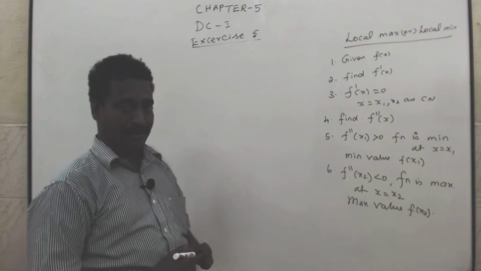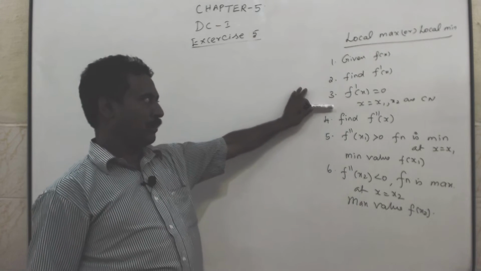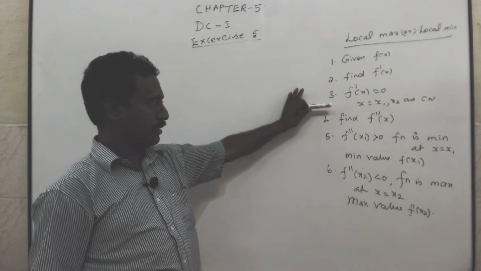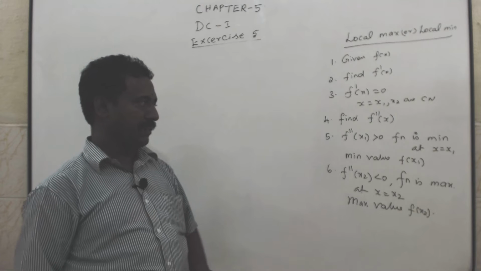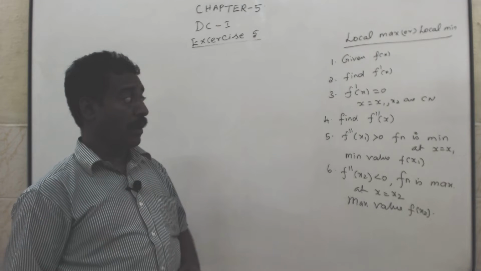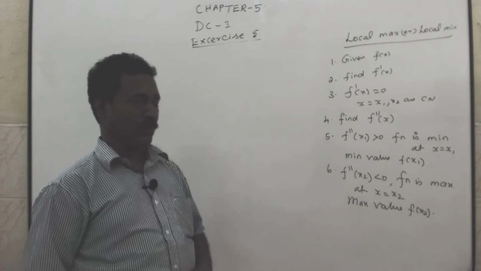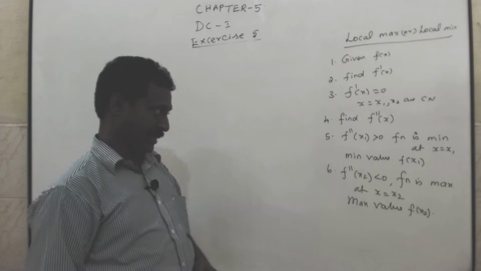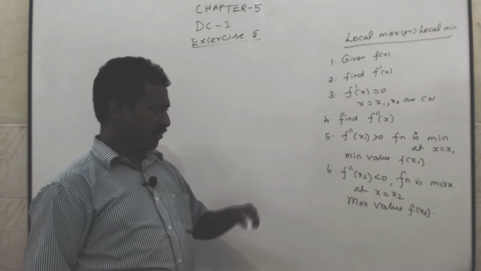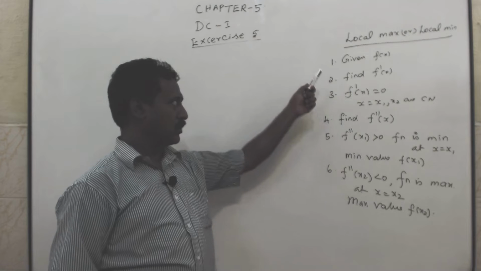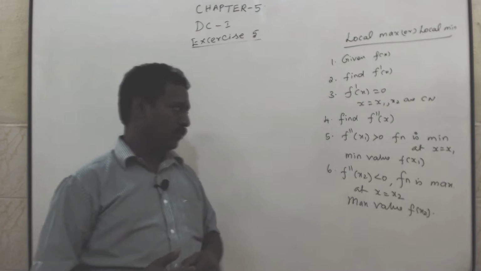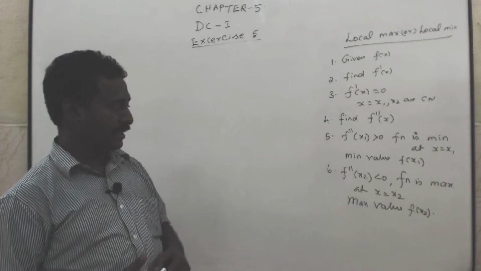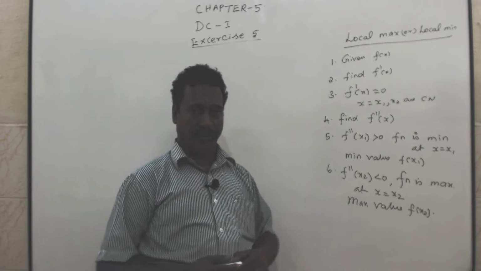Once again listen. Up to this we completed in critical number. Then find second derivative. Substitute x1 in second derivative. If it is positive, function is minimum at x is equal to x1. If you want to find out minimum value, substitute x1 in f of x. f double dash of x2 is less than 0, function is maximum at x is equal to x2. The maximum value is f of x2.